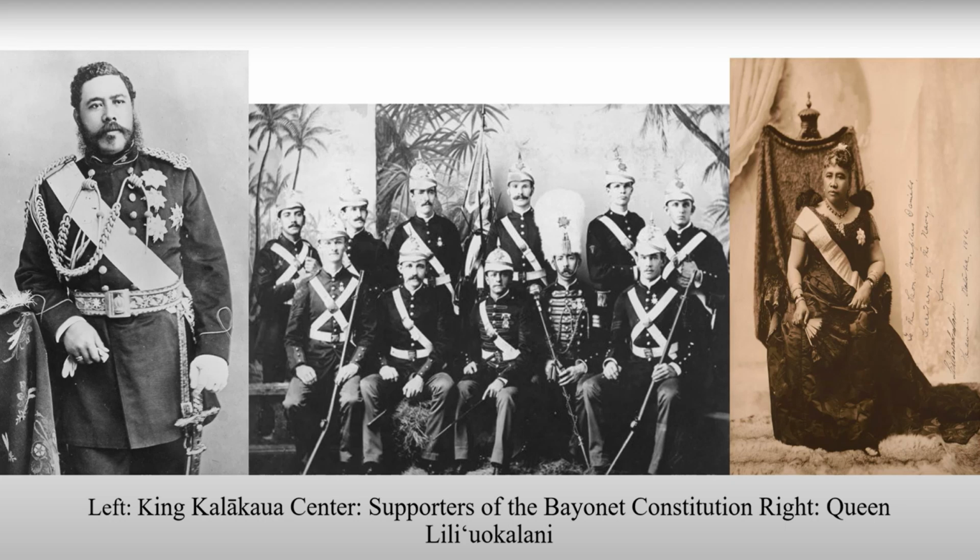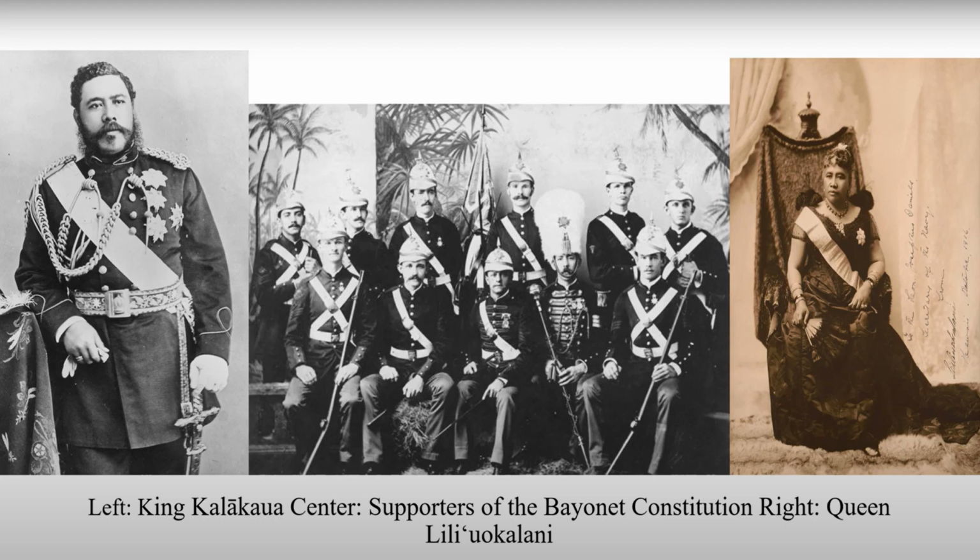And one of the principal leaders of this coup was a man named Sanford Dole. His relative, James Dole, will actually go on to found the Dole Fruit Company. It's well known in the United States today, although the fruit company was founded after the coup, in 1895.